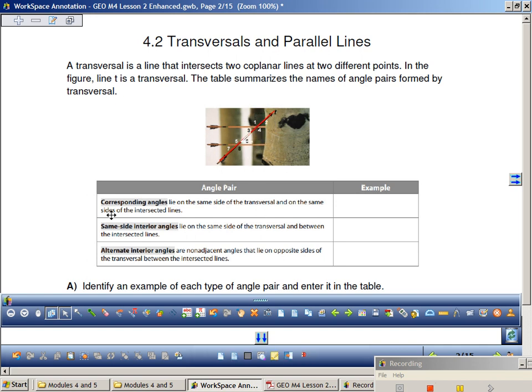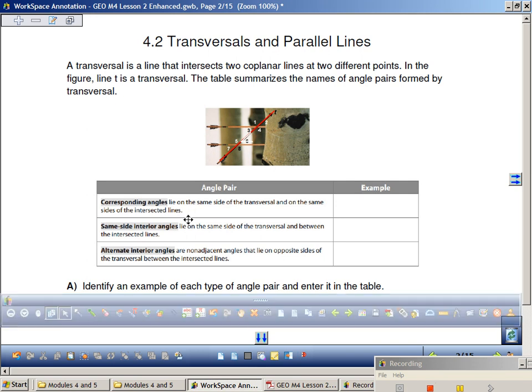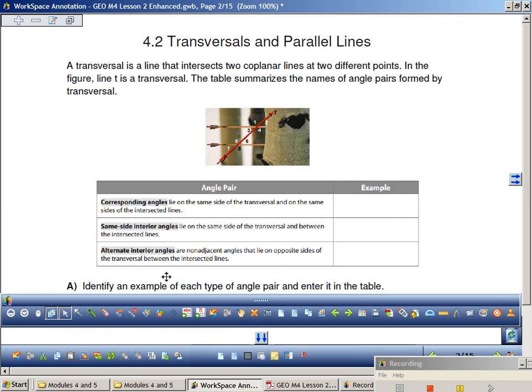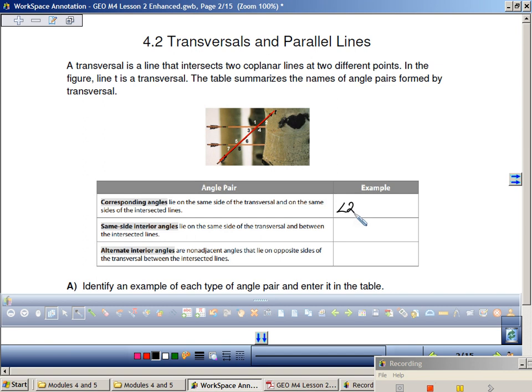So when they say something like they're on the same side of the intersecting lines, it means they're in the same spot. So same side, same spot. Corresponding. They correspond to the same spot. Okay. That's that one. So I've got an example of that. I would write angle 2 and angle 6. Or I could write 1 and 5, or 3 and 7, or 4 and 8. Perfect.